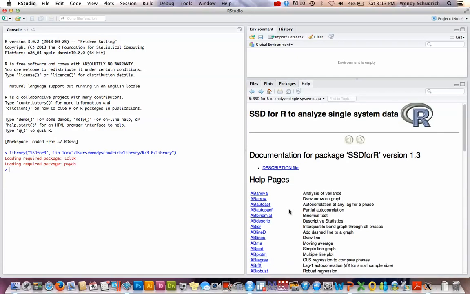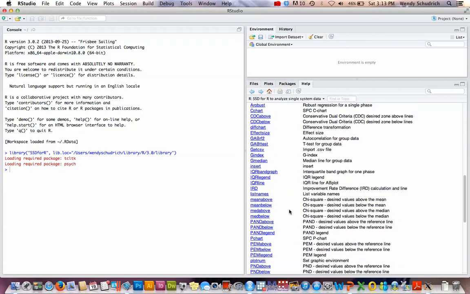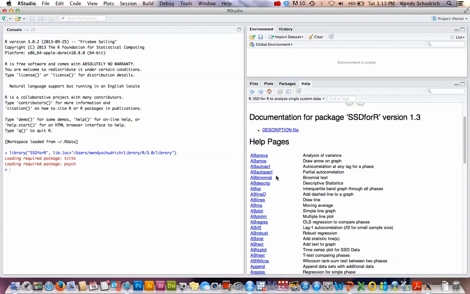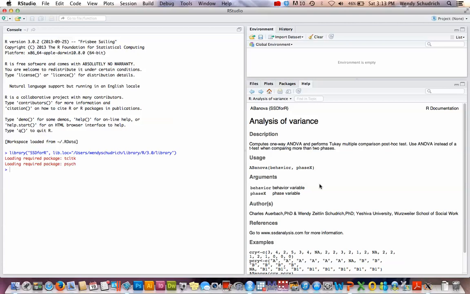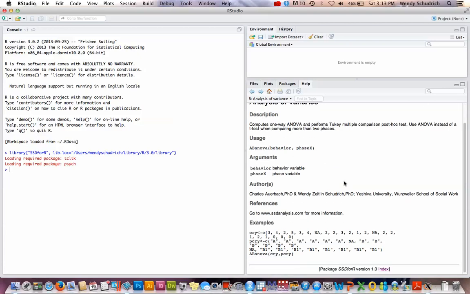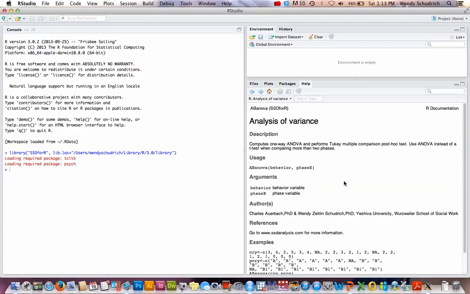So you can see there are many different functions, and there are help files for every single function that we have in the system, along with examples that you can run to see what it will give you visually and what the output would look like.